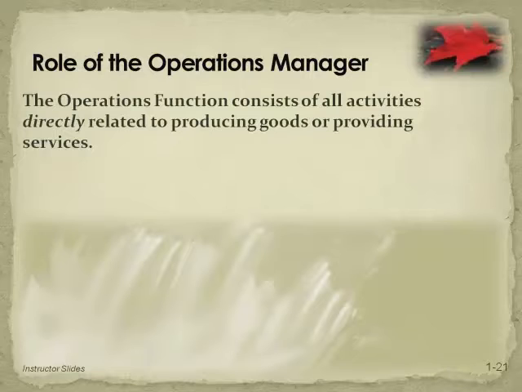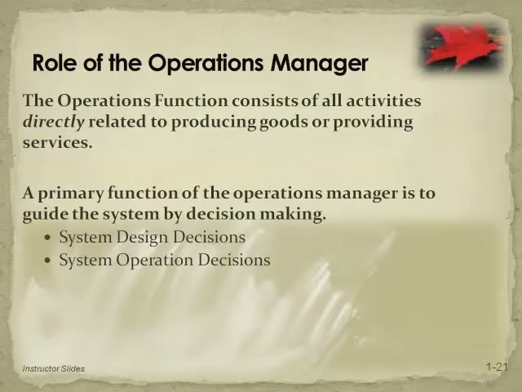So operations management consists of all those activities that are related to producing or providing those services, okay? And basically, we can take all the decisions that operations managers have to make and break them into two broad categories. One we'll refer to as system design decisions, and the other we will refer to as system operation decisions. And we'll talk about those two as well as other things in the second part of this lecture.